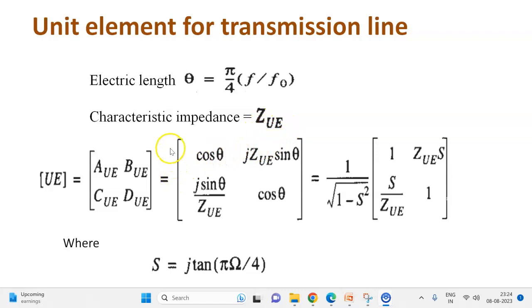The two-port network expression in chain parameter representation is given by this equation. It is a unit element for a two-port network. Here we are using ABCD parameters for representing the two-port network in a transmission line. That is, the unit element is equal to 1 divided by square root of 1 minus S squared, times the determinant of [1, ZUE S; S divided by ZUE, 1]. So this is the unit element for a two-port network. Here S represents the same as in the Richards transformation.